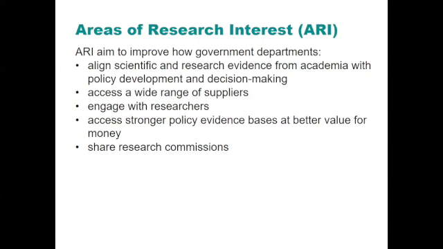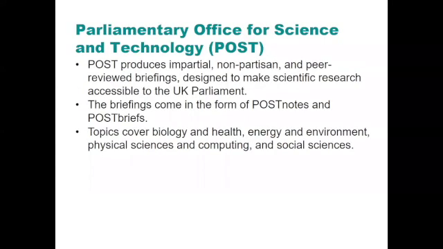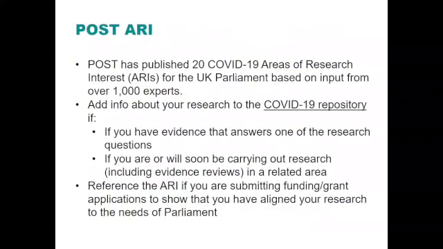So each government department has published an area of research interest. So these are key research questions or topics that they're interested in. And this way they want to align science and research evidence from academia with policy development and decision making. So they often engage with researchers and academia to develop these areas. The Parliamentary Office for Science and Technology, POST, they produce impartial, nonpartisan scientific research that informs UK Parliament. And they cover everything from biology to social sciences and everything in between.